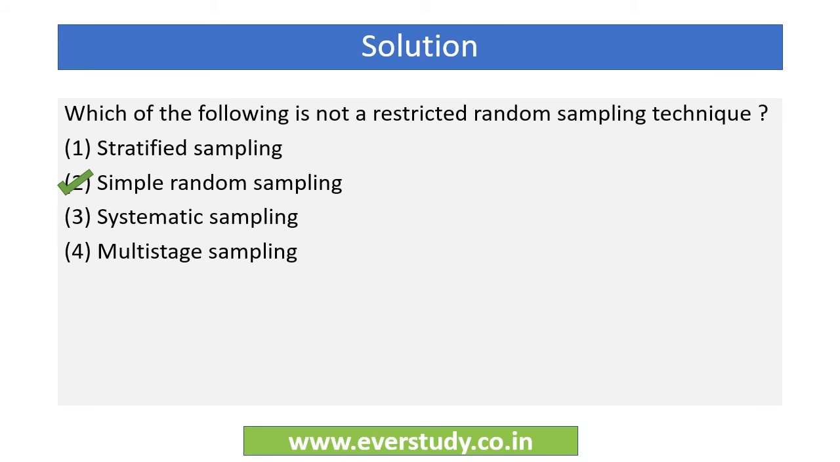So based on our discussion, we can easily identify a non-restricted random sampling technique. So it is the simple random sampling technique. As we discussed, there are two types of random sampling technique. First is the unrestricted random sampling technique and the second is the restricted random sampling technique. So this simple random sampling technique is a part of the unrestricted random sampling technique, and others like stratified, systematic, and multi-stage sampling techniques are part of restricted random sampling techniques. So the correct answer is option number 2.